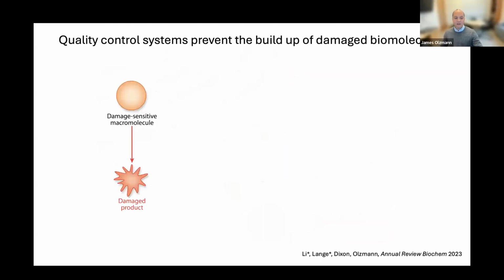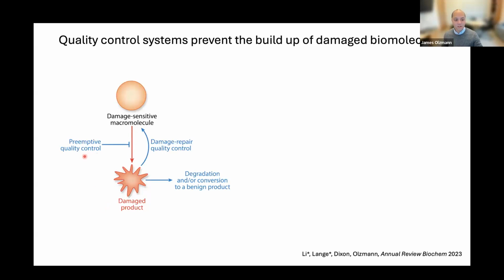So our cells have evolved highly sophisticated quality control systems to combat the accumulation of damaged biomolecules. And this is depicted here in this conceptual schematic. You can imagine very simply that you could have some sort of damage-sensitive macromolecule, and that this damaged product could be toxic. It could result in impairments in cellular fitness or the initiation of cell death pathways. Fortunately, we have quality control systems that suppress the accumulation of these damaged products, and these fall into a few different classes.